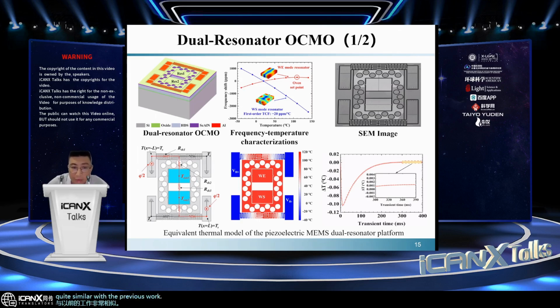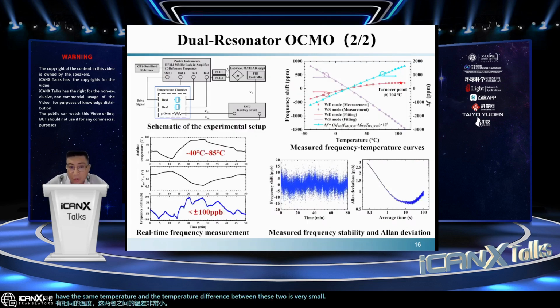We did the thermal design, and we have the thermal model here. As you can see here, the two resonators have the same temperature, and the temperature difference between these two is very small. And we also have very good results here. We can achieve less than plus and minus 100 ppb frequency stability over the entire industry temperature range.